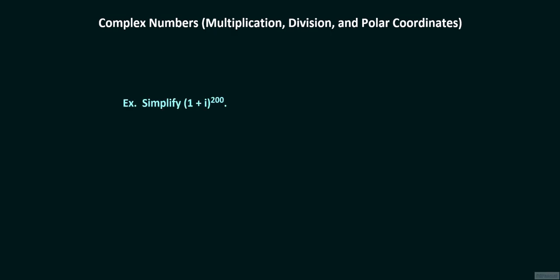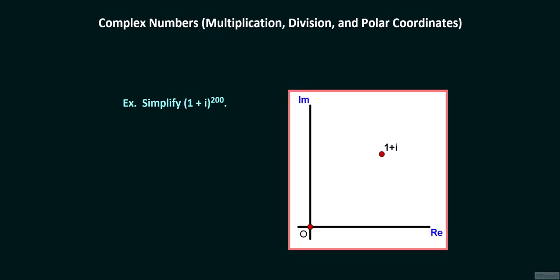As an exercise and an example for this lecture, we simplify the quantity 1 plus I raised to the 200th power. 1 plus I corresponds to the point 1, 1 on the complex plane, so that we can set the argument of 1 plus I equal to pi over 4. The absolute value of 1 plus I, or the distance of the point 1, 1 to the origin, equals the square root of 1 squared plus 1 squared, or the square root of 2. So 1 plus I equals the square root of 2 times e raised to the power I times pi over 4.